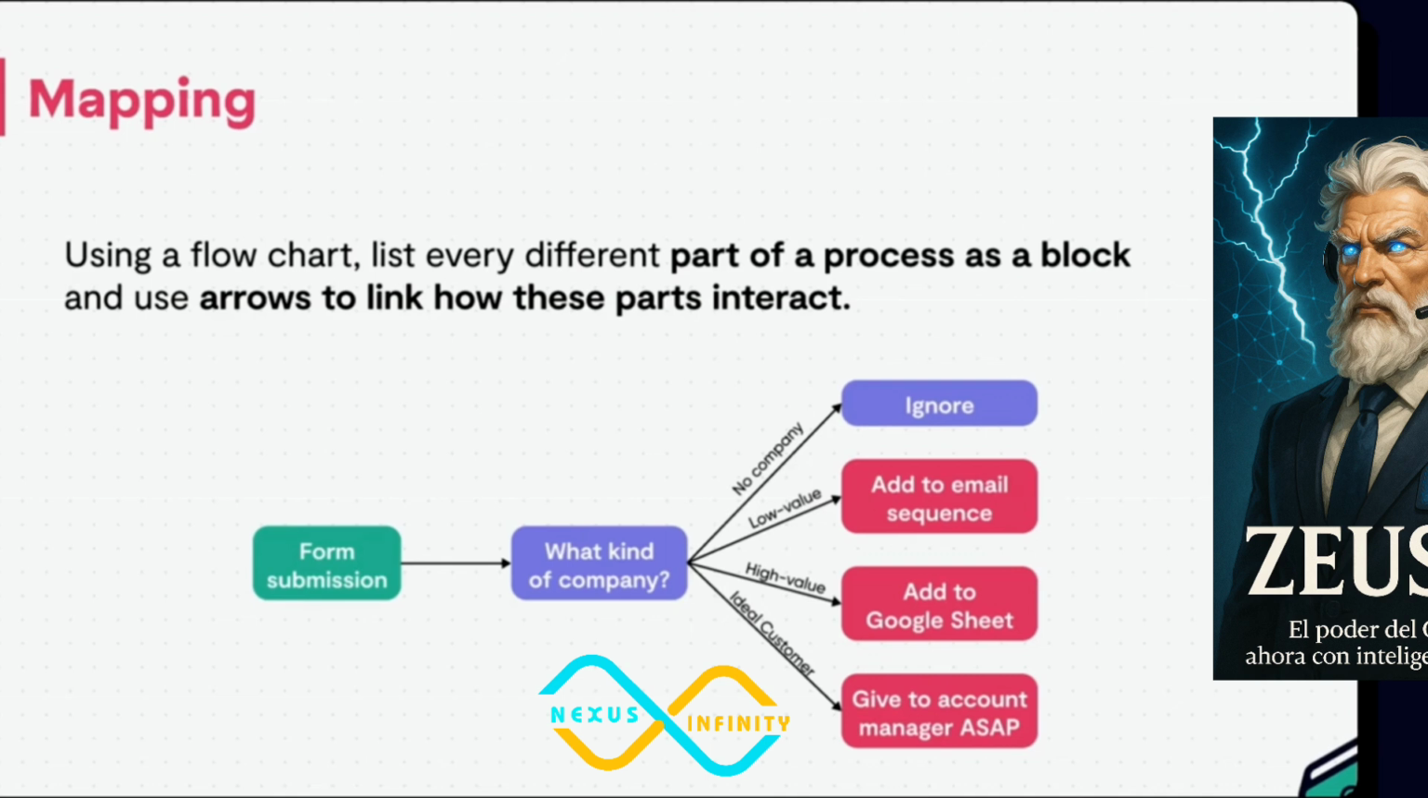So if we take the example from earlier, we start the workflow with a form submission. So we're going to create a first block, call it form submission. Then the next step in the automation is we need to filter depending on which kind of company. So here we create a block, what kind of company, and from that block we create all of these different arrows depending on what kind of company and what the different options are. Then we're going to link this question to the final actions. So adding an email to a sequence, or adding the data to a Google Sheet, or sending the information to an account manager.